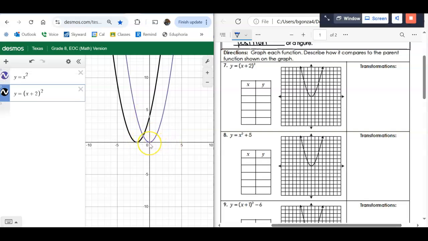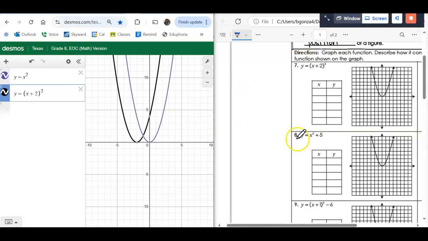So which way did this purple one shift? Left, right? From the purple at the center to the black one, it shifted 2 to the left. You started here. That's the parent. And then this black one shifts 2 to the left. Okay, so now, that's kind of weird, right? Left is usually where all the negative numbers are, but in my equation, there was a plus 2. So normally you would think plus 2 goes to the right.